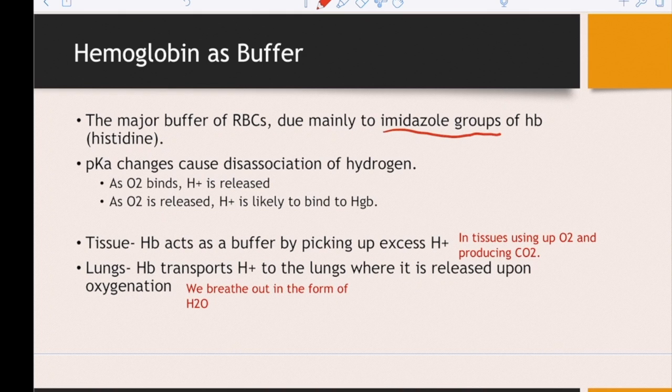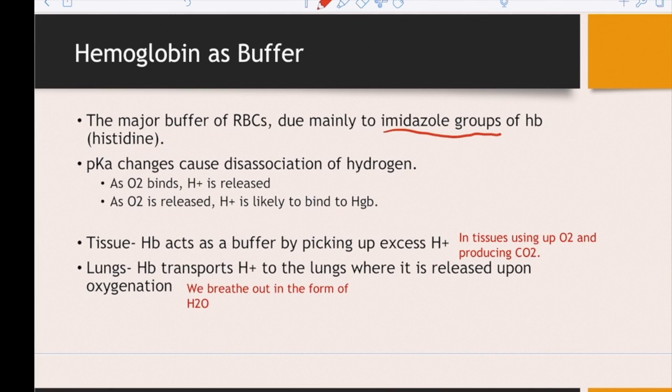So if you have any changes that are going to result in a dissociation of hydrogen and you get free protons, we want the hemoglobin to bind those protons. Now, what else does hemoglobin bind? I'm sure you know this. Hemoglobin binds oxygen as well, in the form of O2, right?